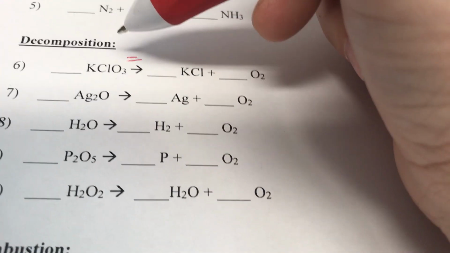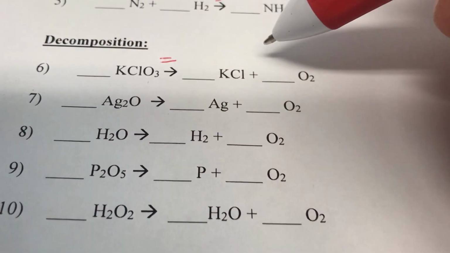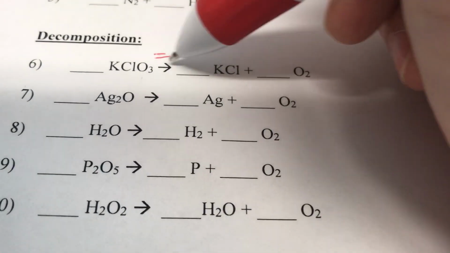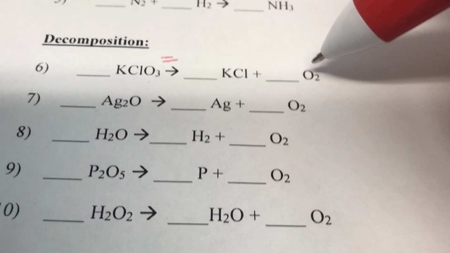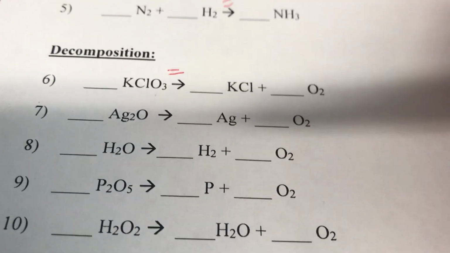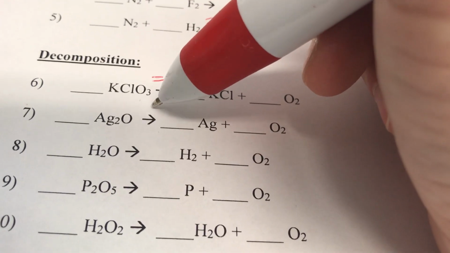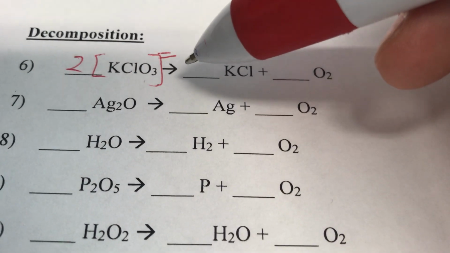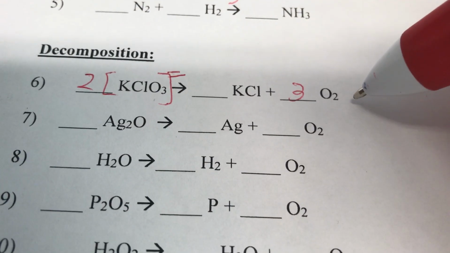So I'm going to put an equal sign on the arrow. I look it up. 1K, 1K, K happy. 1Cl, 1Cl, so Cl is also happy. Look up the oxygen: 3 oxygen, 2 oxygen, not happy. 3 and 2 are prime numbers, so I multiply them to get 6. That means I have to make 6 oxygen. How can I make 6 oxygen? I have to put 2 in bracket to make 6 oxygen, and then here I put 3, to make 3 times 2 is 6.